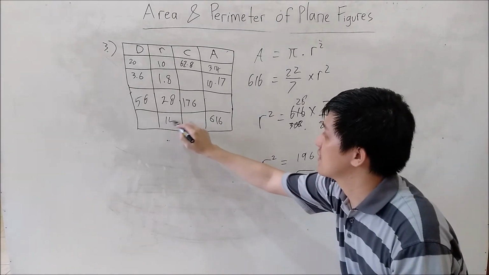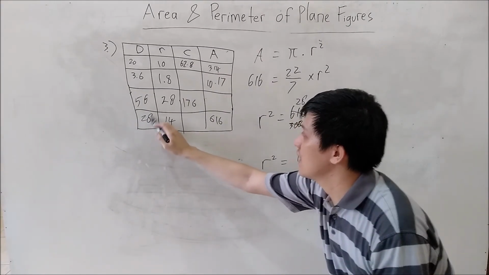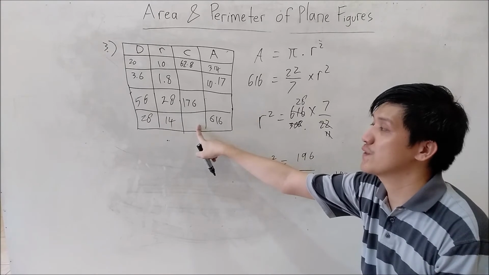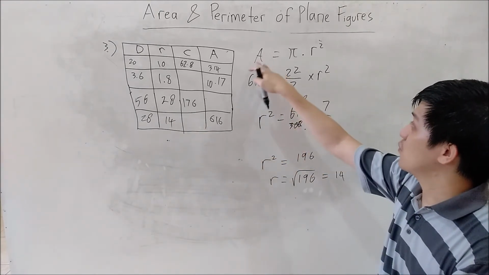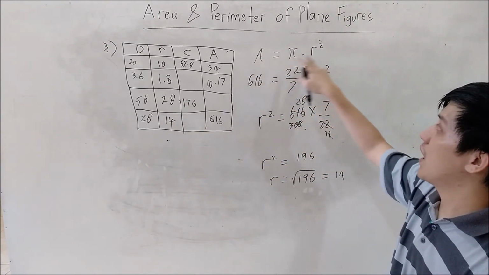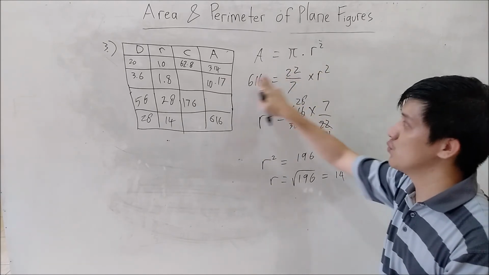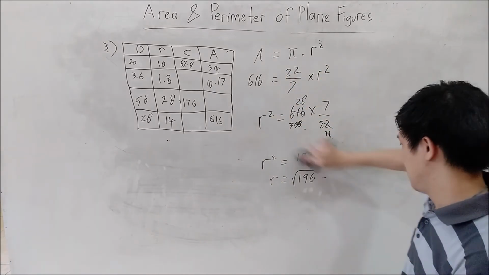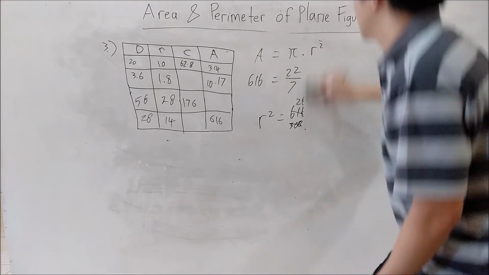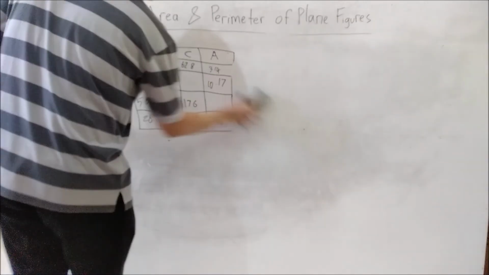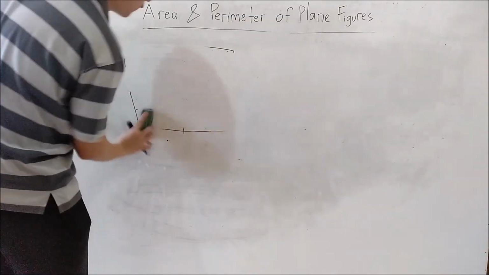Since you get the radius as 14, the diameter will be 28, and then you will do the same with the circumference or the perimeter, which is putting the formula perimeter equal to pi d. You will put the d, you will get the circumference or the perimeter. That's number 3. Let's continue with number 4.